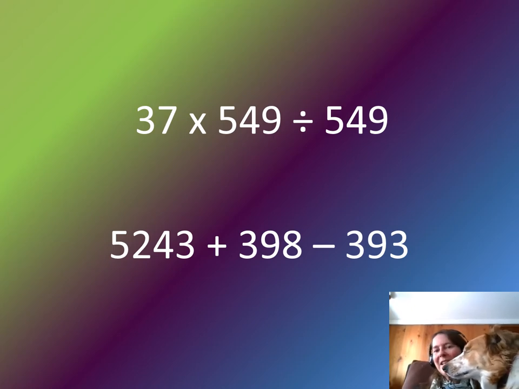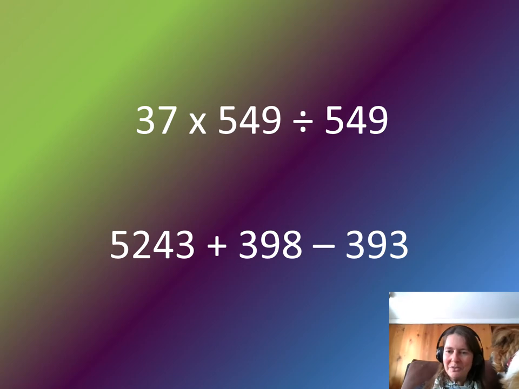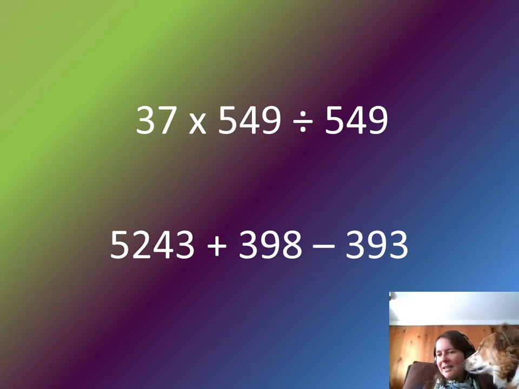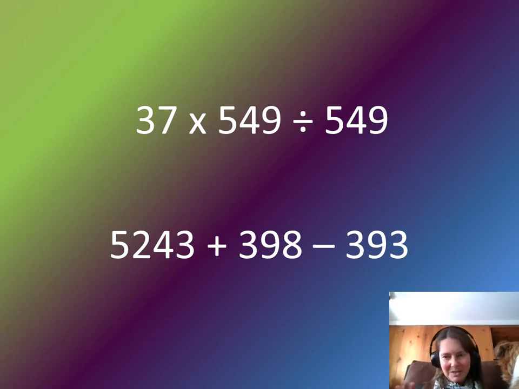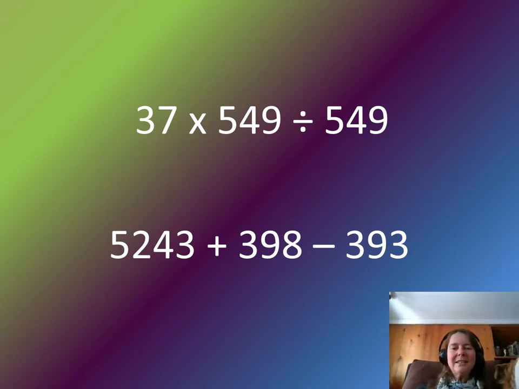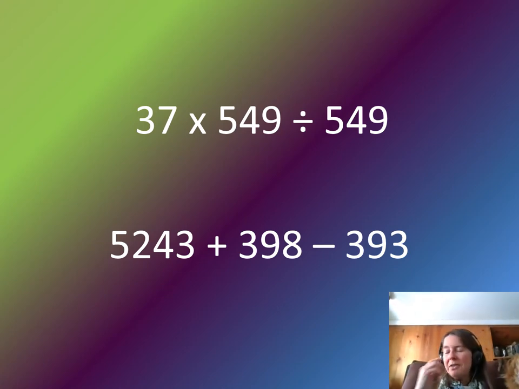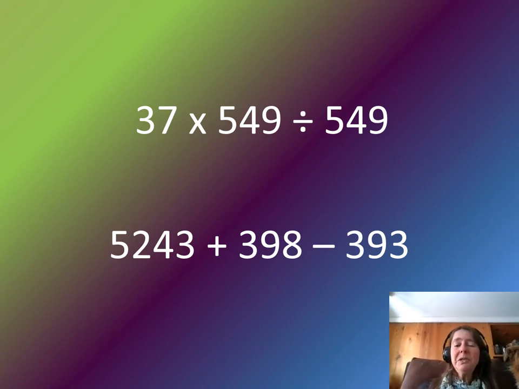If you do 398 minus 393, you're just left with 5, and then you add that to 5,243. Much easier, much faster than actually doing all the math from left to right. Now, these are techniques that are not taught in schools, and so when you present these types of problems, easier ones for younger kids, you can get a sense of what they understand about arithmetic and their understanding of the operations of addition, subtraction, multiplication, and division. So we use problems like this with our participants to get a window into what they understand.